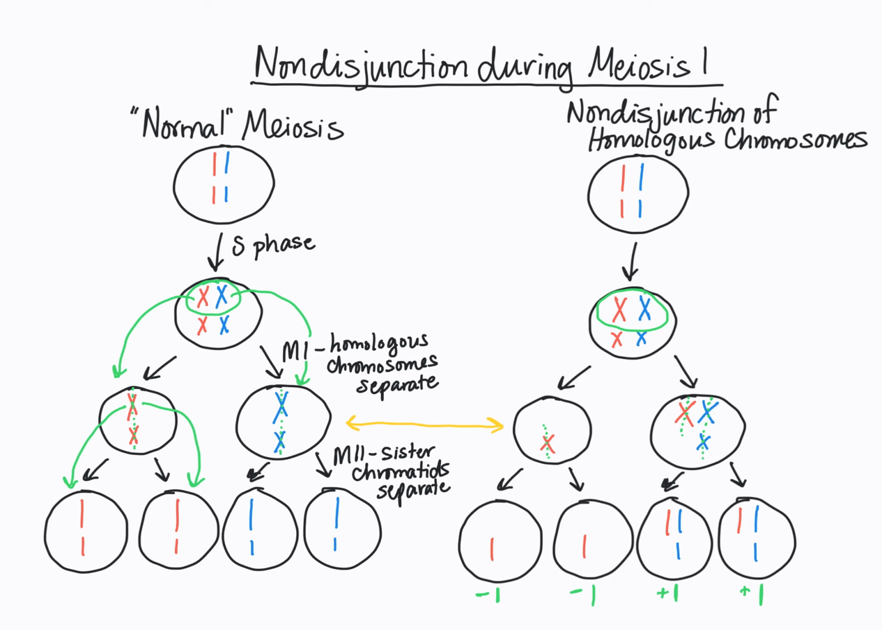So in summary, the non-disjunction happens at meiosis 1. So the non-disjunction results in the homologous chromosomes not separating properly.